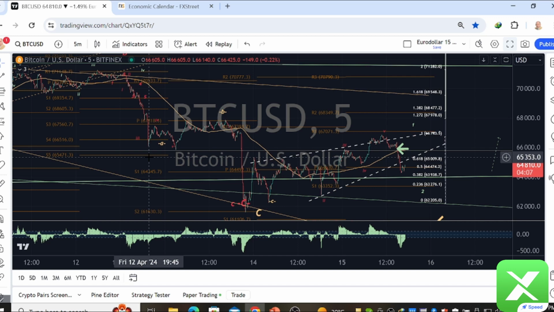US Tech 100 is a swing trade. We'll be looking at that tomorrow, and also sterling yen is a swing trade. We'll be looking at that tomorrow. So let's move to dollar yen. This is the last issue that we'll be doing today.